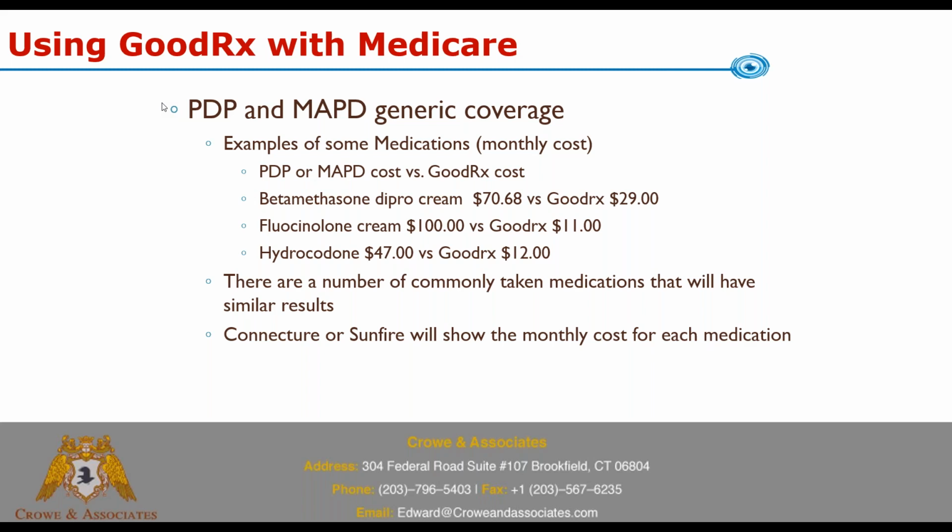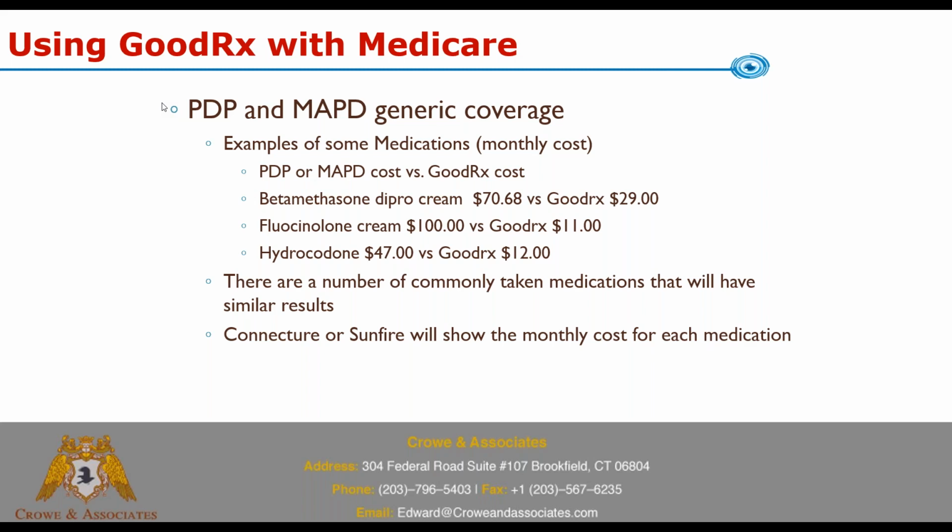Same thing with the next one. That was a Tier 4 with most companies at a $100 copay. So the negotiated price is even higher than that, so it's defaulting to the copay on that drug. GoodRx for that same drug is $11.